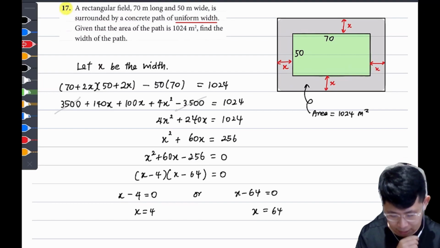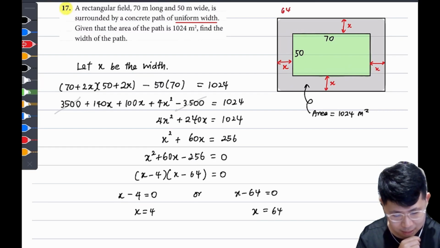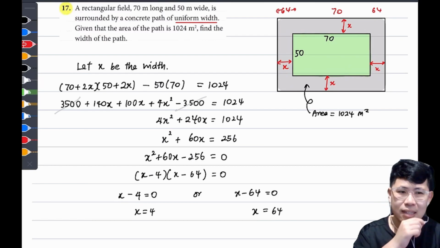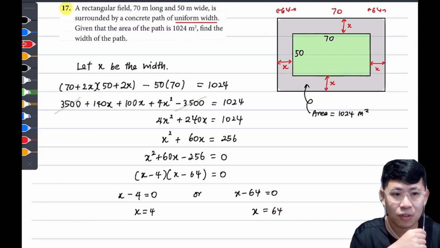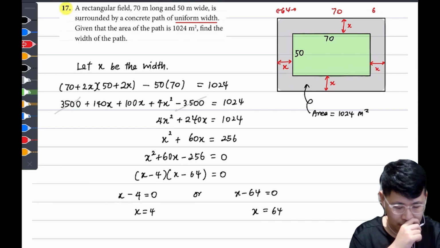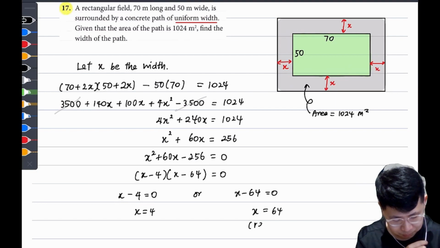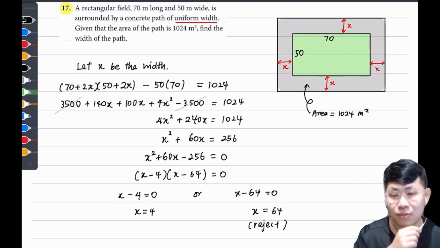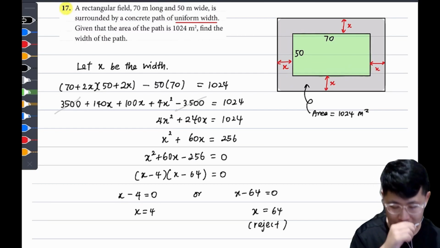Now, if x is equal to 64, does it make sense? So this would be 64 over here, 70 and 64. Does it make sense? No, it doesn't make sense, right? If this is 64, the other side 64 is way too much already, correct? So we need to reject this second answer because it doesn't make sense. So the width of the path is going to be 4 meters.